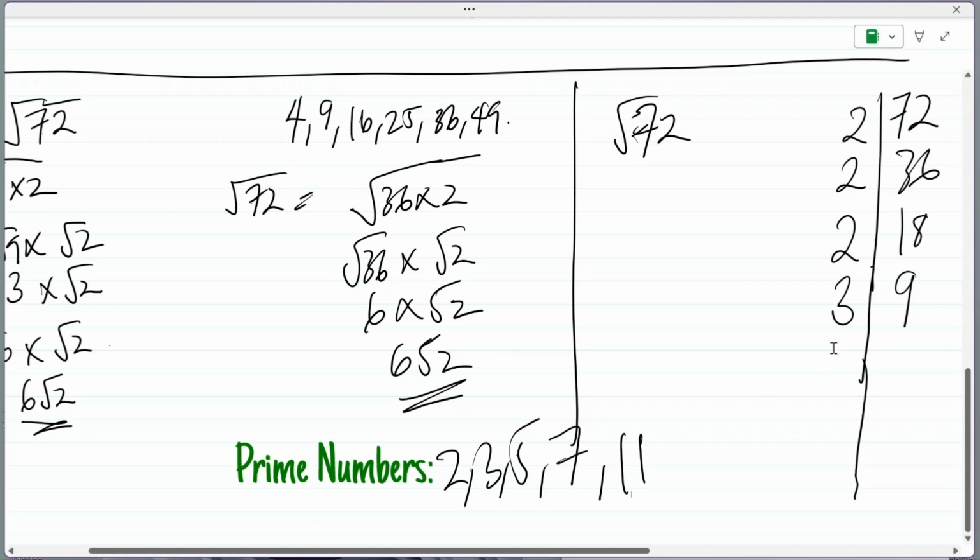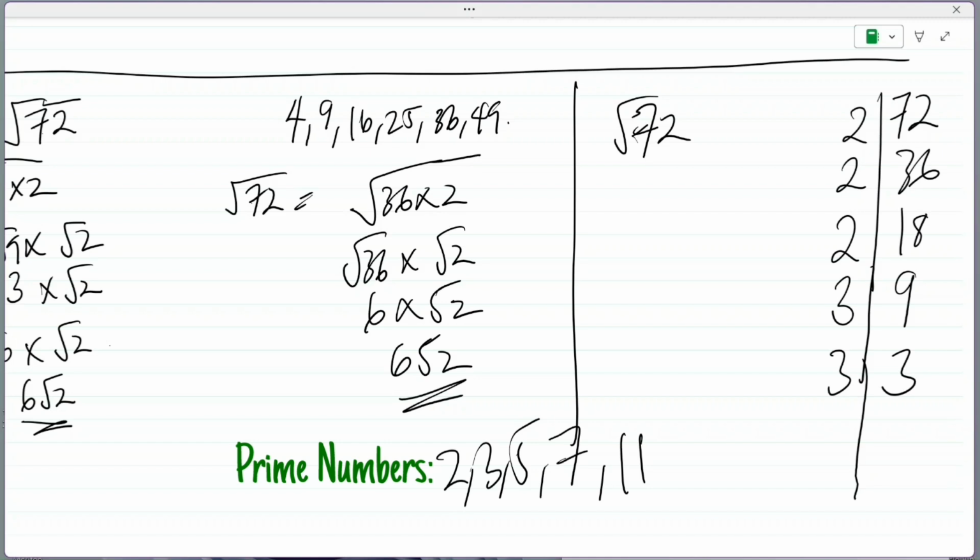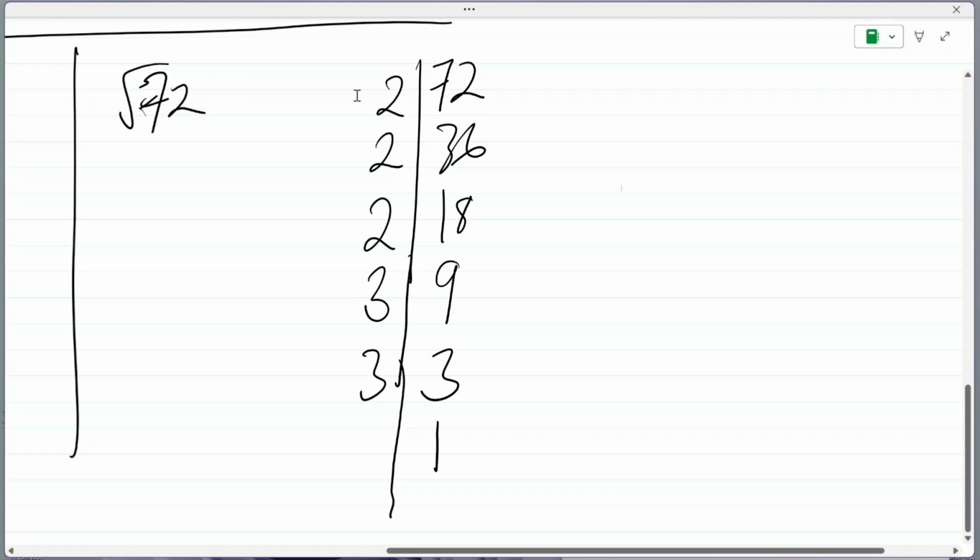So you go with 3 next. After 2, you have 3. 3 in 9, that's 3. 3 in 3, that's 1. When you've gotten to 1, that means you've gotten to the end of it. So you have 72 as 2 times 2 times 2 times 3 times 3.